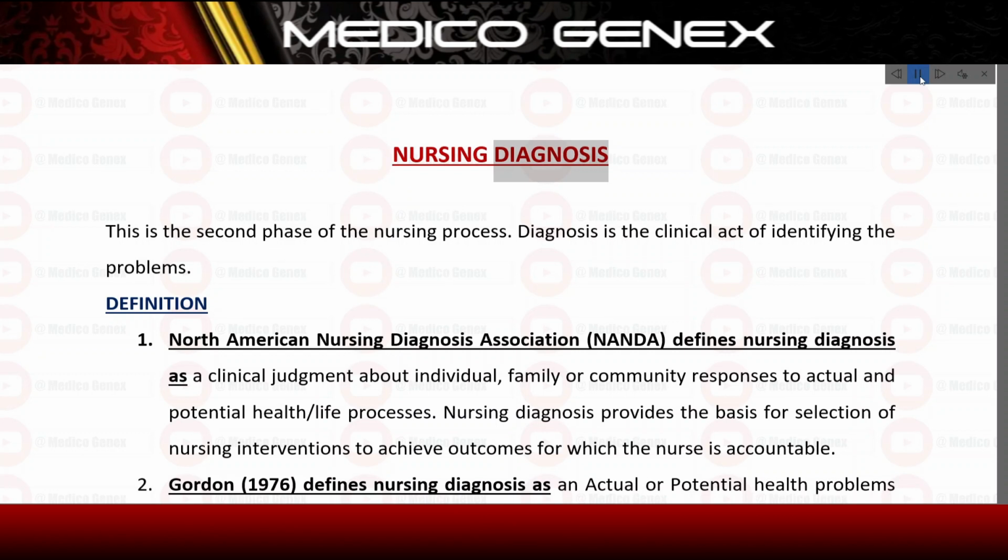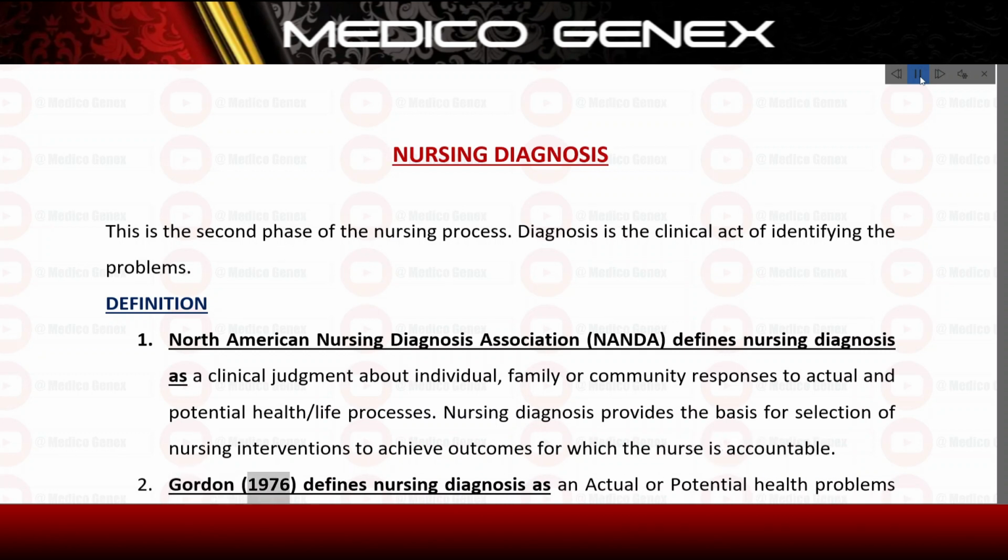Nursing diagnosis. This is the second phase of the nursing process. Diagnosis is the clinical act of identifying the problems. Definition. North American Nursing Diagnosis Association, NANDA, defines nursing diagnosis as a clinical judgment about individual, family or community responses to actual and potential health/life processes. Nursing diagnosis provides the basis for selection of nursing interventions to achieve outcomes for which the nurse is accountable.